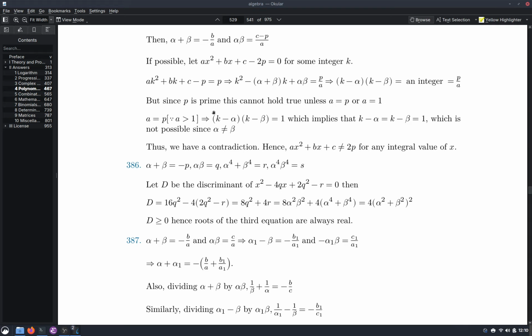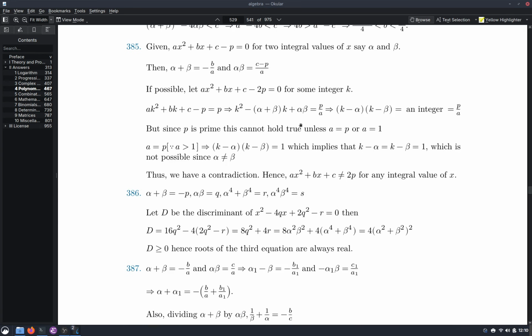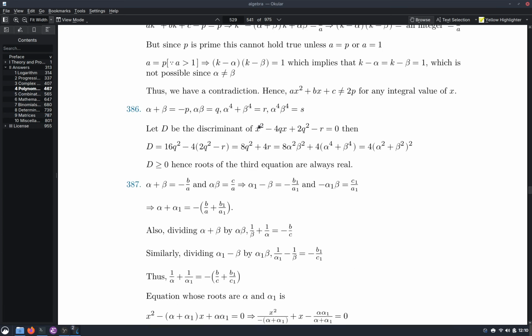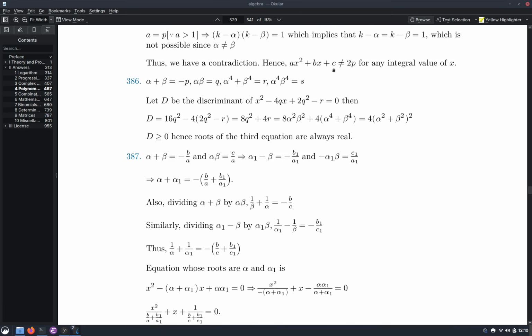That is, p by a will be 1. So k minus alpha into k minus beta is equal to 1. But this is an integer. From here we deduce that k minus alpha and k minus beta both should be equal to 1, which is not possible because it will mean that alpha and beta are equal. But we are given that these are distinct integral values, so they are not the same. And that's how we have proven that it won't be equal to 2p.